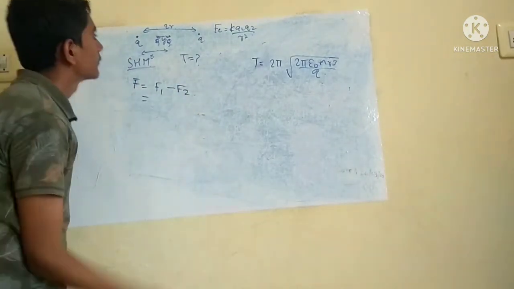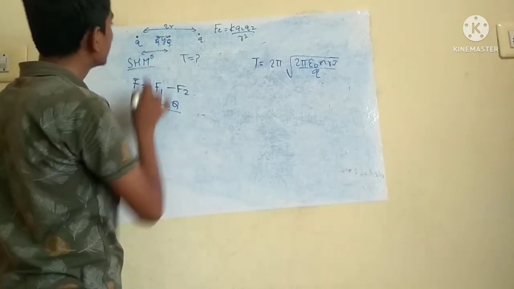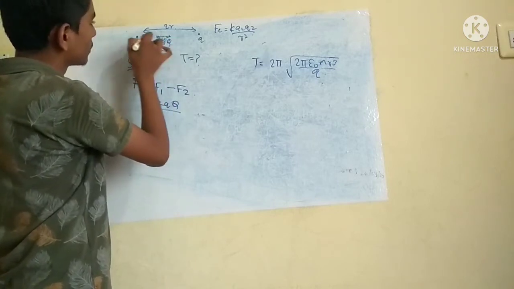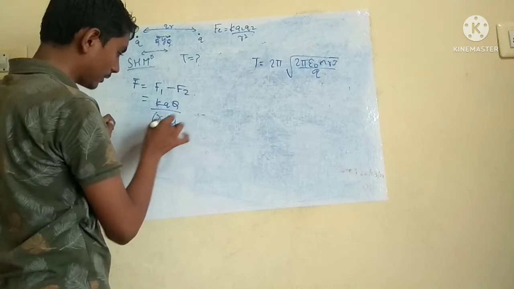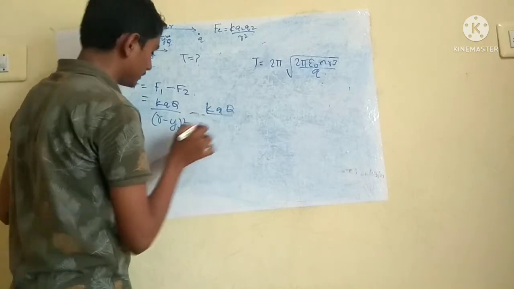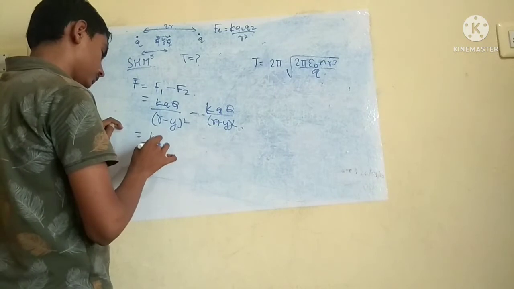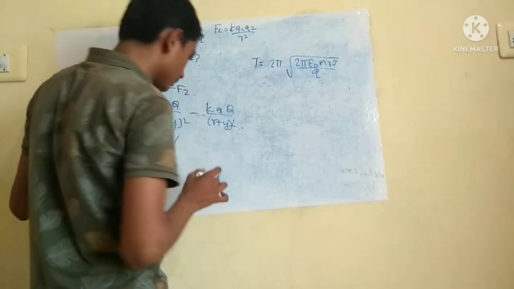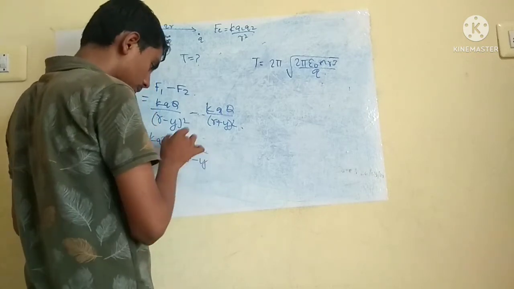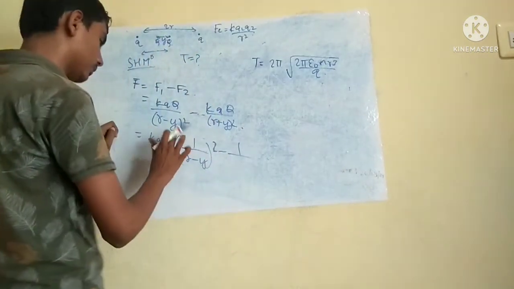Now calculate this. What is F1? K q into q by, this distance is r minus y. R minus y, you will get this distance. Okay, r minus y whole square, minus this force k q by r plus y whole square. Now here whole square will be there. I will take it here only. Okay, if you take this common, it will come like this.